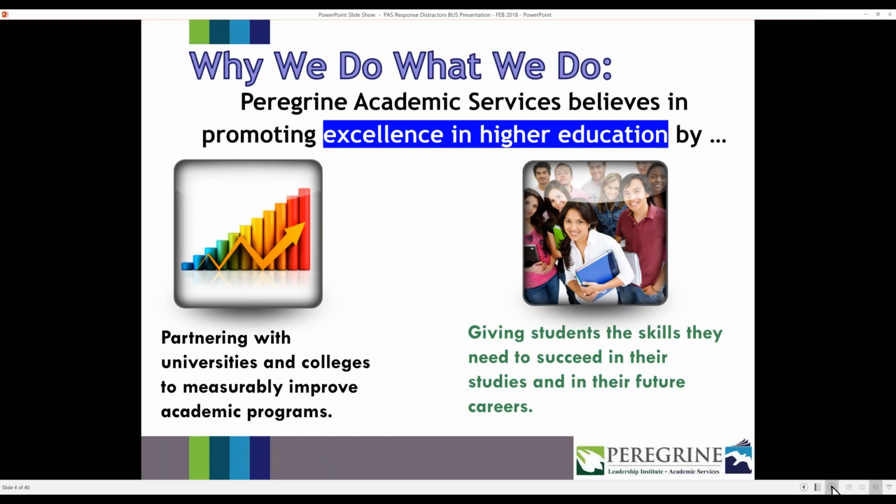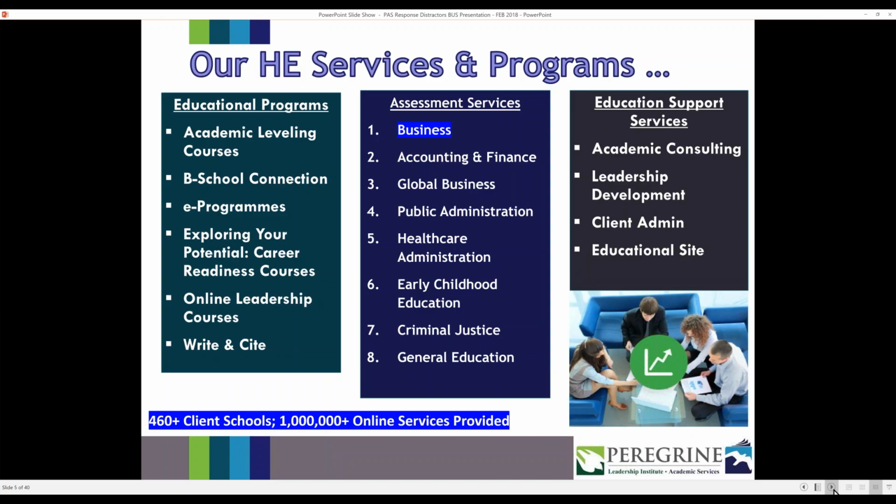With the colleges, our goal is to help you to measurably improve the quality of your academic programs, right? And then at the center of education is students. And again, our goal is to help the students to gain the skills they need to succeed in their academic as well as their future professional careers.